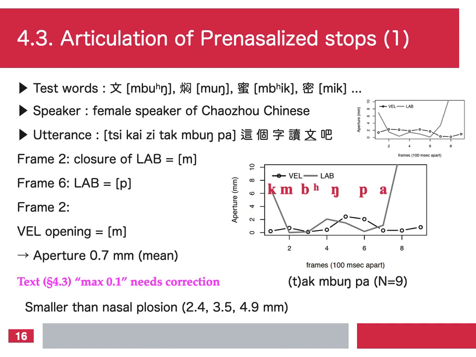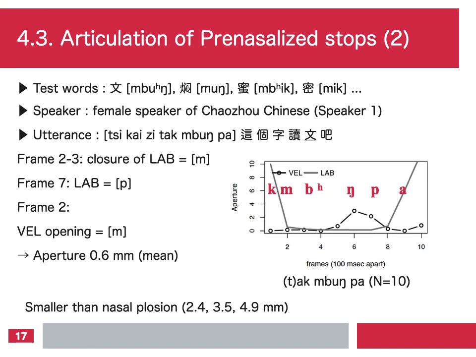Now, let's move on to the result from prenasalized stop. In this case, again, labial closure is achieved at frames 2 and 6. At frame 2, velum is opened, but the aperture is 0.7 on average, which is much smaller than the nasal plosion case. But we are sorry that the text is incorrect here. The max 0.1 was wrong. The 0.7 is correct.